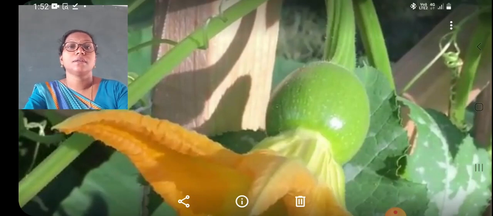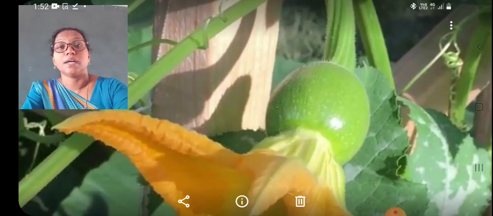So students, these are the different types of flowers and we studied the structure of flowers.